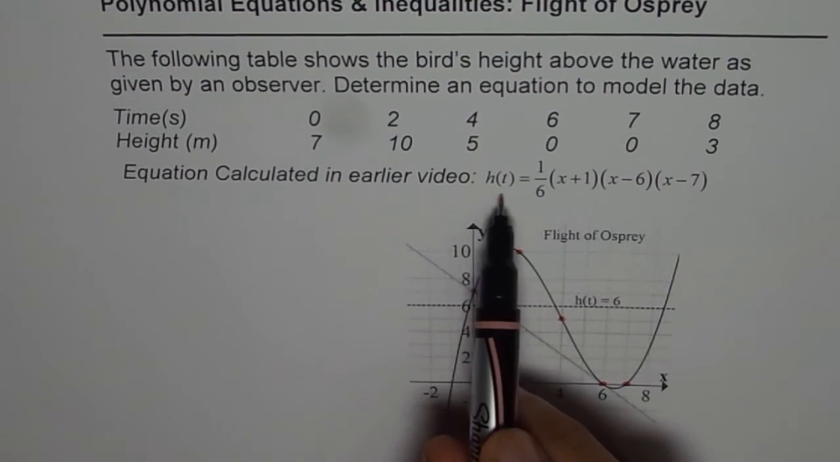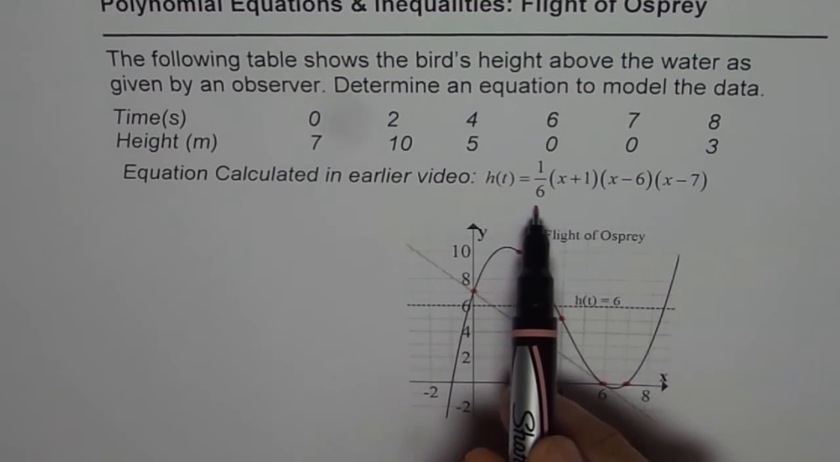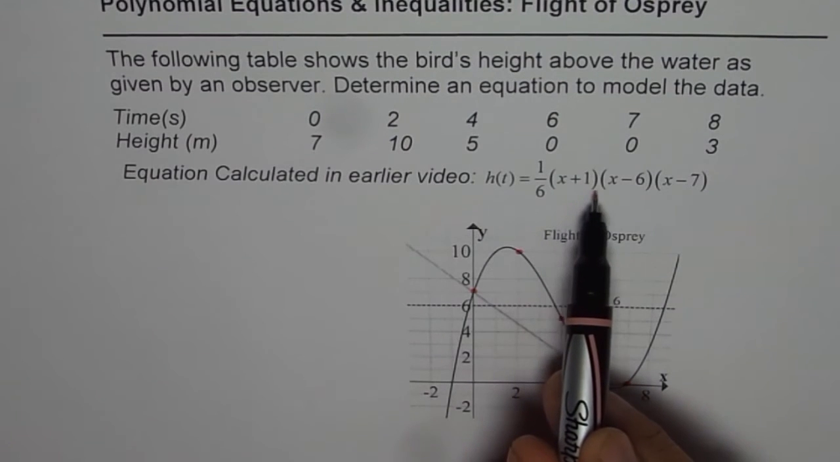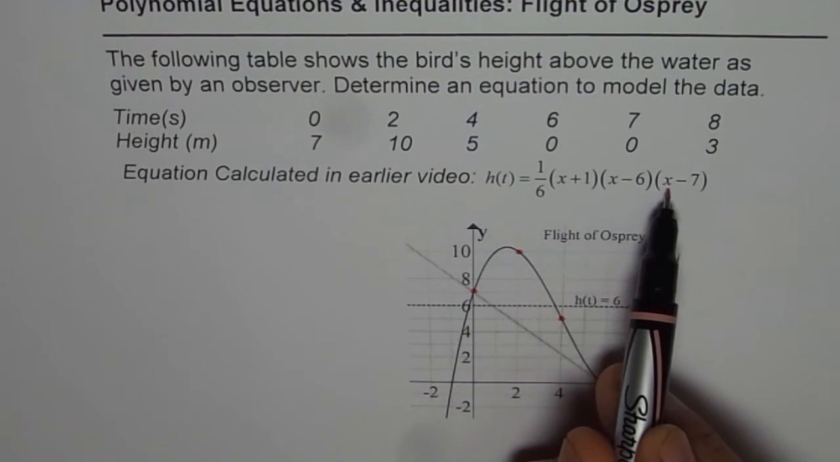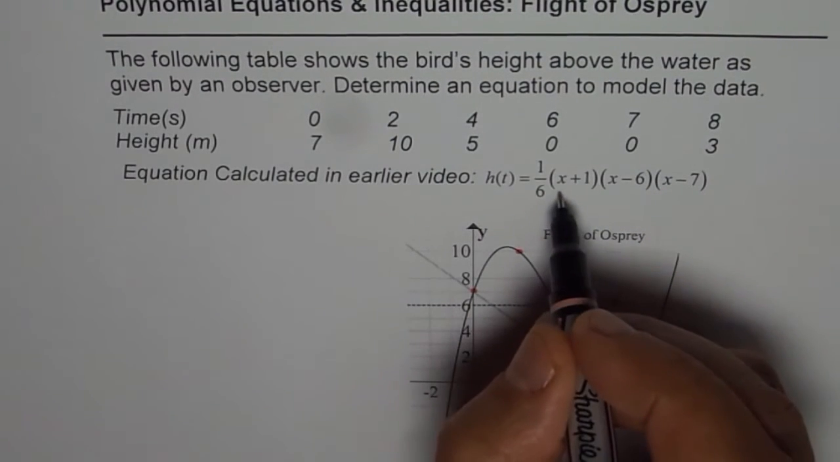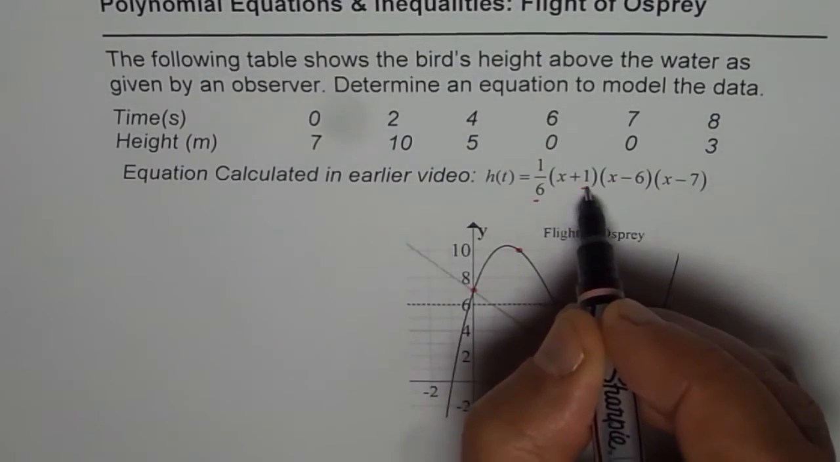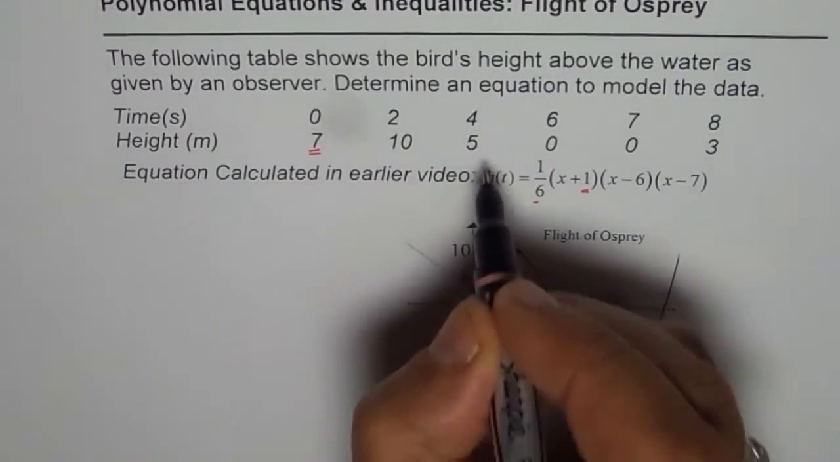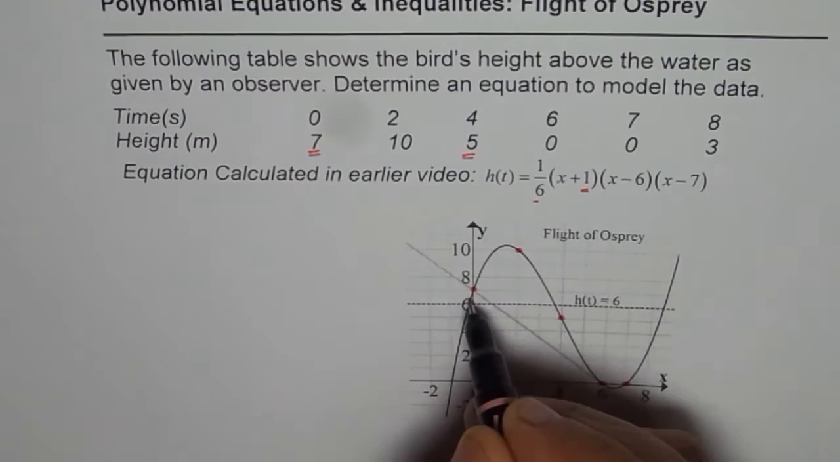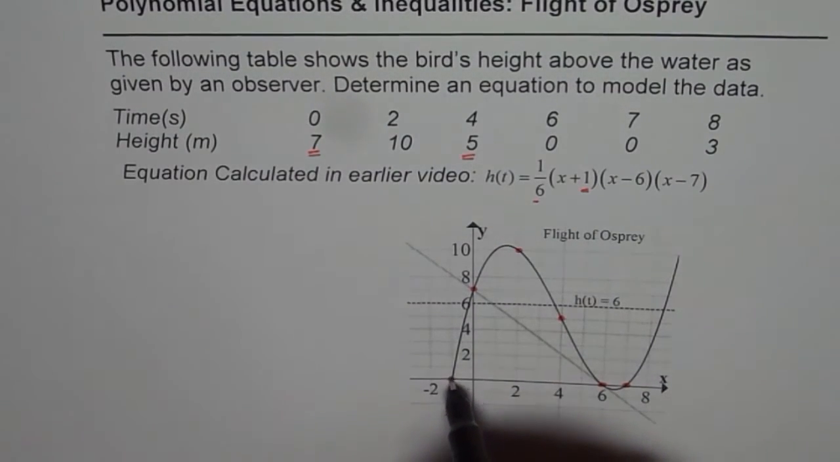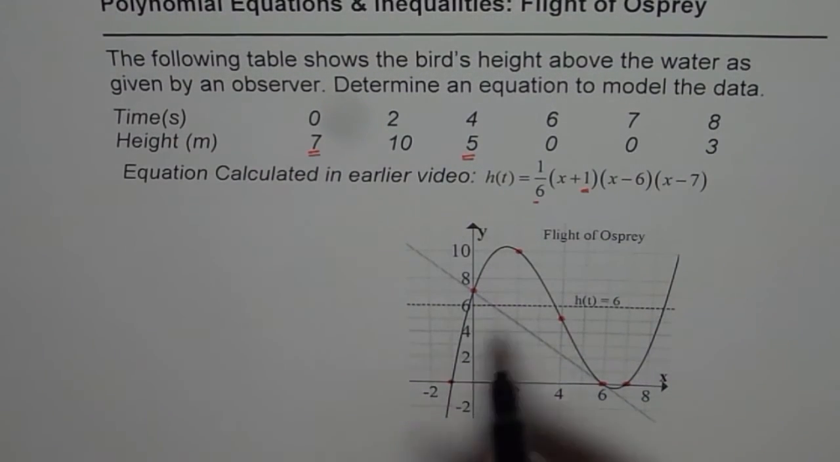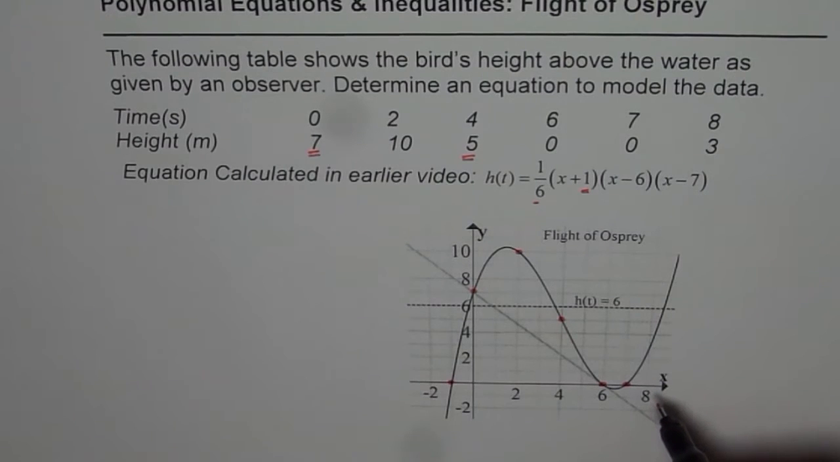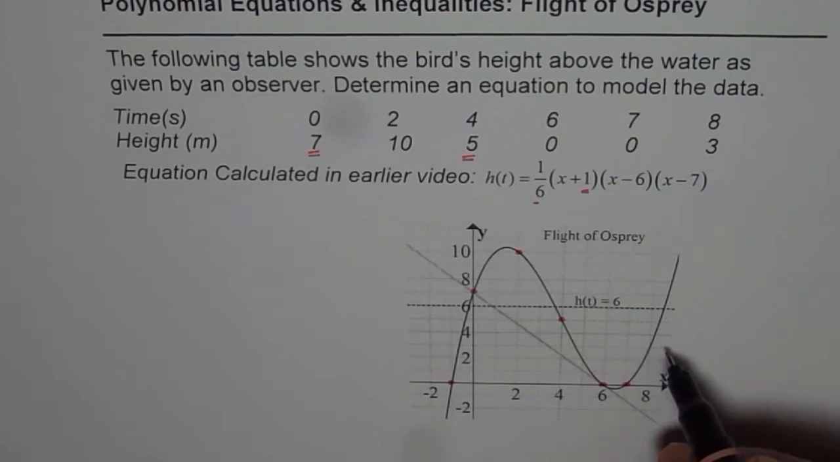The model for us is h of t equals 1 over 6 times x plus 1 times x minus 6 times x minus 7. We found the value of a and this intercept using these 2 points, correct? So I've just extended the graph to show you that this is at minus 1. So that's a perfect cubic polynomial before you, right?